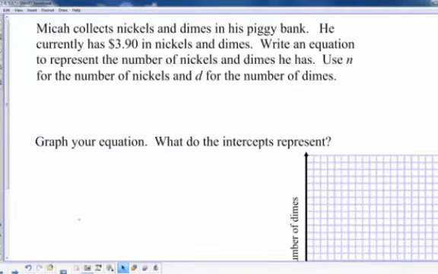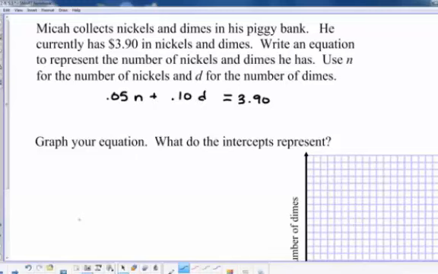All right, Micah collects nickels and dimes. He has $3.90 in nickels and dimes. So I'm going to right away write equals $3.90. So N is the number of nickels, D is the number of dimes. So nickels are representing 5 cents, so 5 cents per nickel plus 10 cents per dime.